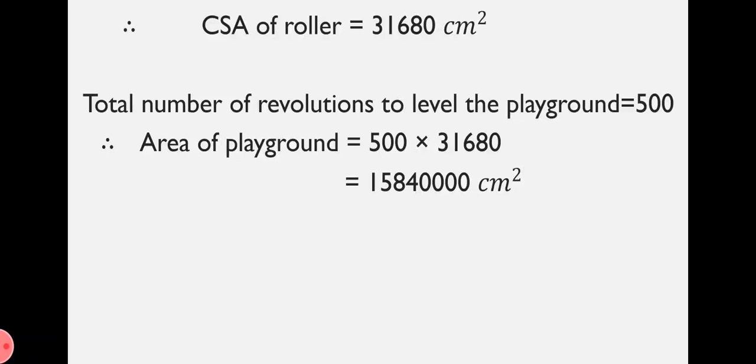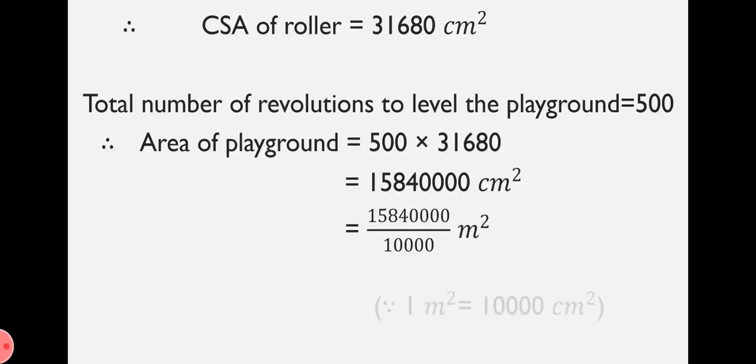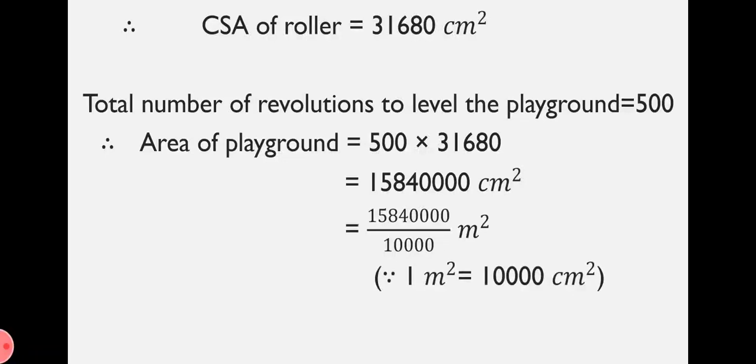Now in the question we have to find the area in meter square. So we convert this into meter square, that is we will divide this by 10,000, so we'll get meter square in the answer. That is equal to 1 crore 58 lakh 40,000 divided by 10,000 meter square, since 1 meter square equals 10,000 centimeter square. That will be equal to 1584 meter square. So the area of the playground is 1584 meter square.